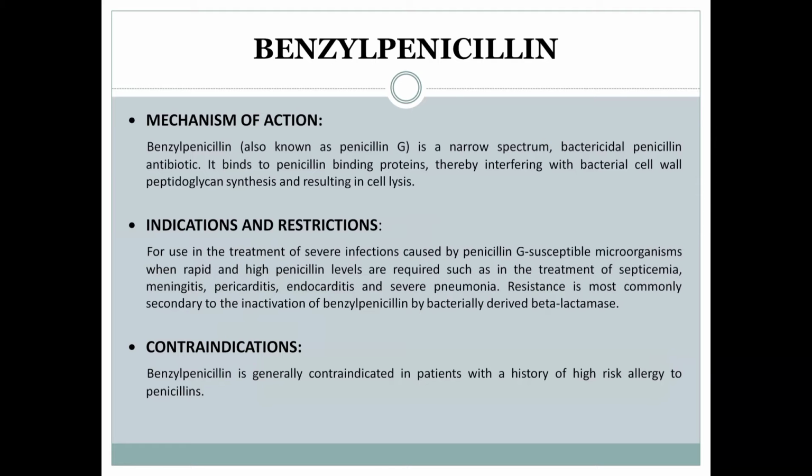Now we will discuss indications and restrictions. For use in the treatment of severe infection caused by penicillin G susceptible microorganisms when rapid and high penicillin levels are required, such as in the treatment of septicemia, meningitis, pericarditis, endocarditis, and severe pneumonia. Resistance is most commonly secondary to the inactivation of benzyl penicillin by bacterially derived beta-lactamase.